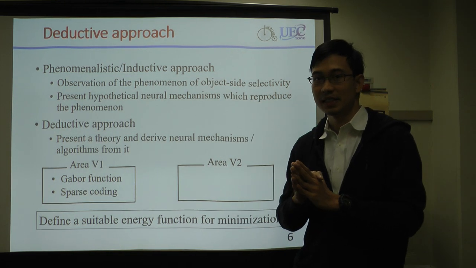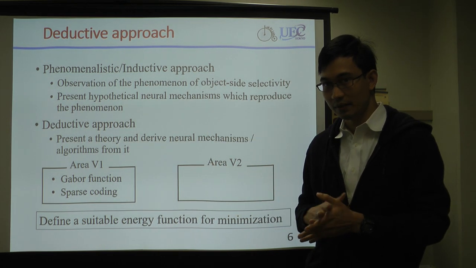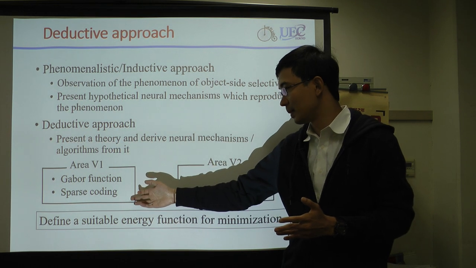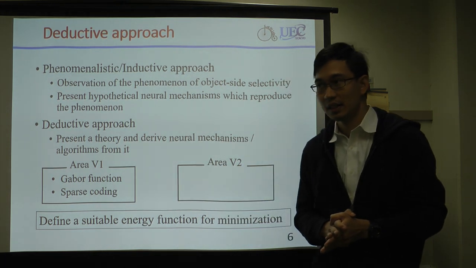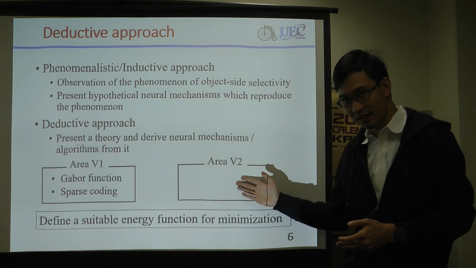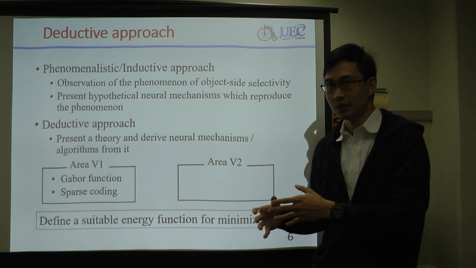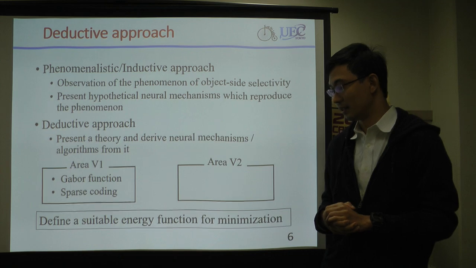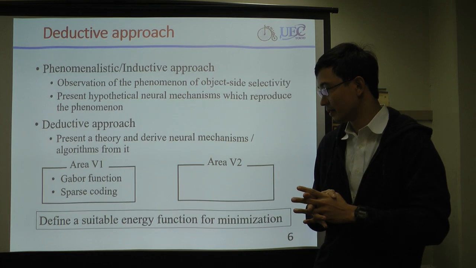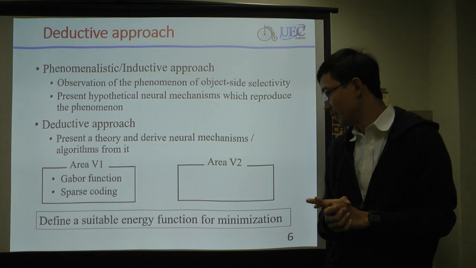Now, a deductive approach has been taken previously in area V1, and this has resulted in famous theories such as Gabor sparse coding and the Gabor function. However, in area V2, there has not been any research which has taken a deductive approach to solving the problem of, let's say, border ownership. So, how do we approach this problem now? First, we have to define a suitable energy function for minimization.